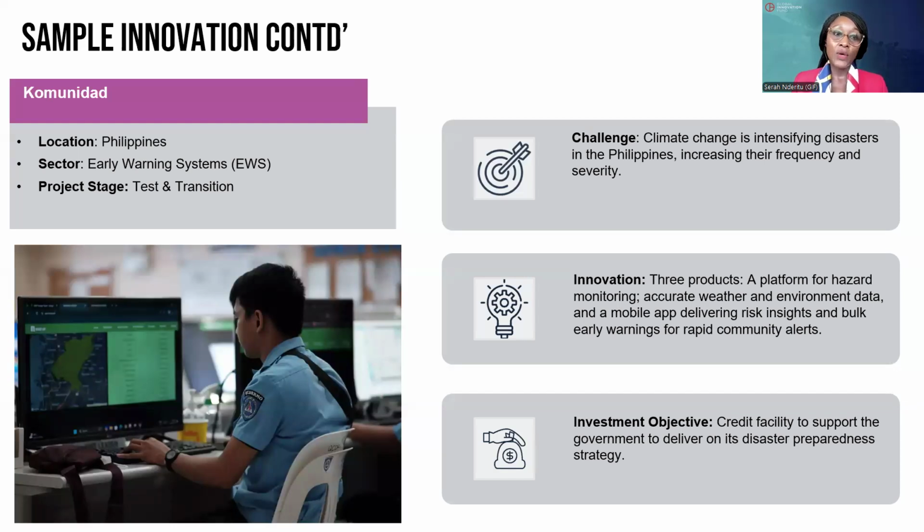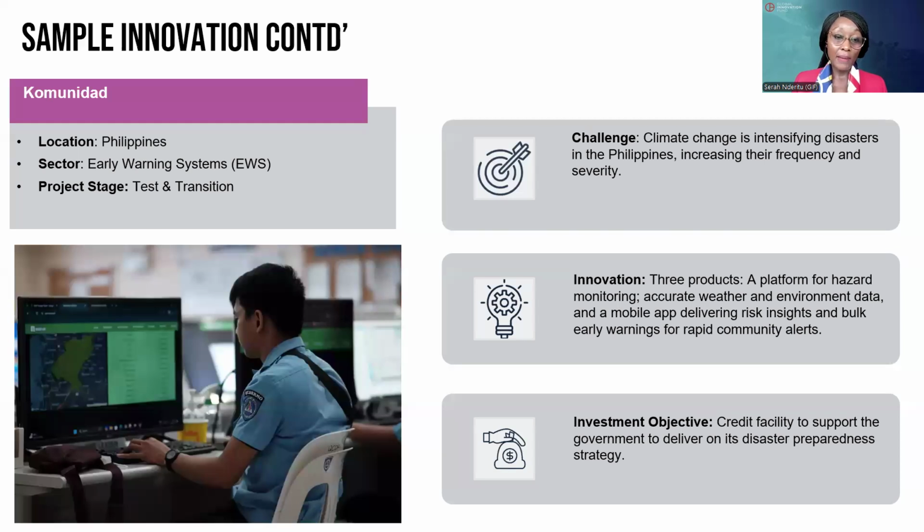And why Philippines is because Philippines is one of the world's most disaster-prone countries due to its location and its physical geography. On average, it experiences about 20 tropical cyclones a year, frequent flooding, volcanic eruptions, earthquakes, heat waves. And due to climate change, the country is experiencing these disasters, even with greater frequency and intensity than ever before. So the innovation here is Comunidad, the company has started to offer 3 products.